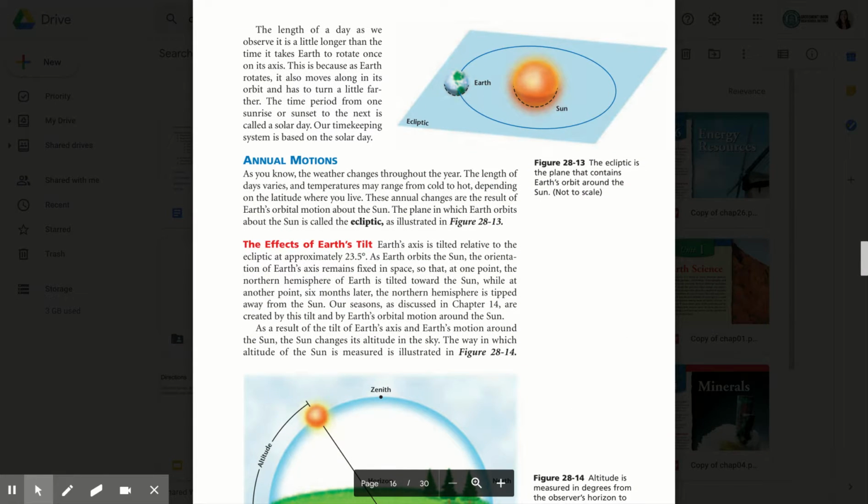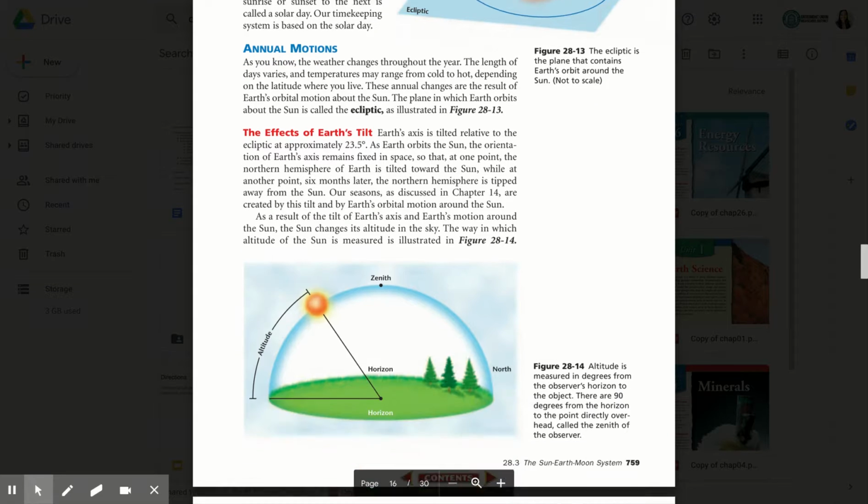The length of a day as we observe it is a little longer than the time it takes Earth to rotate once on its axis. This is because as Earth rotates, it also moves along in its orbit and has to turn a little further. The time period from one sunrise to the next is called a solar day. Our timekeeping system is based on the solar day. Annual motions.